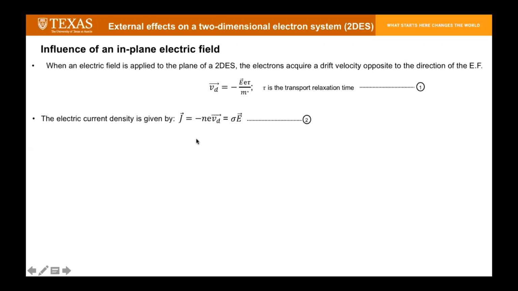Then we look at the electric current density, which is the electric current per unit area. And by definition, it's given by this expression over here. Sigma is the conductivity of the 2D material. So in this expression, we just put the value of Vd, the drift velocity, and we get an expression for the conductivity of a 2D electron system given by this expression over here.